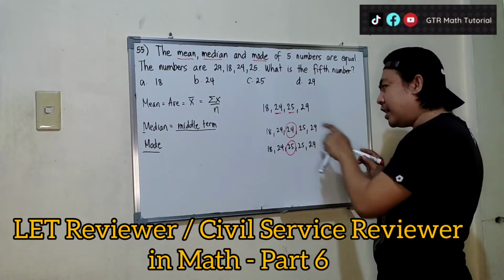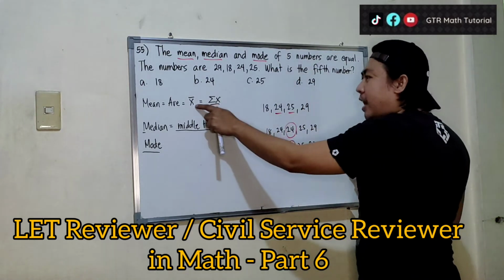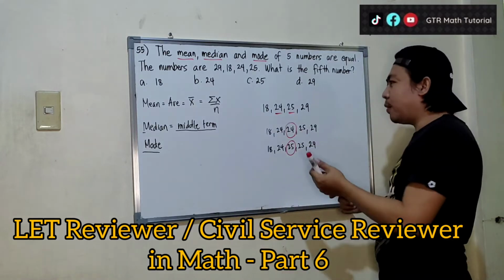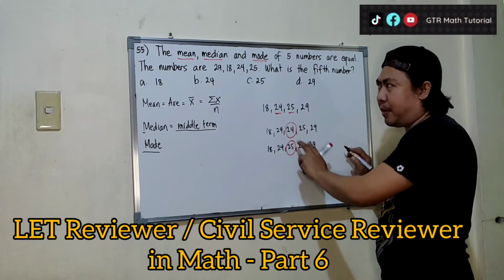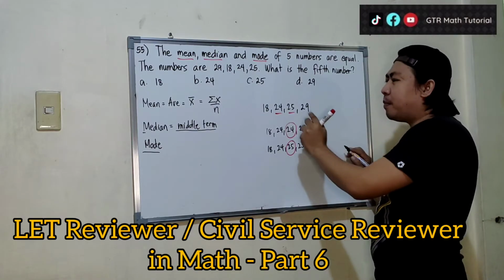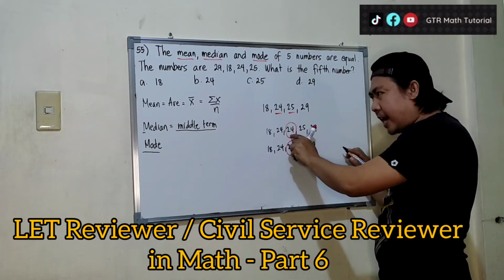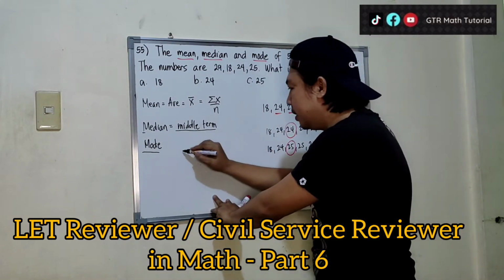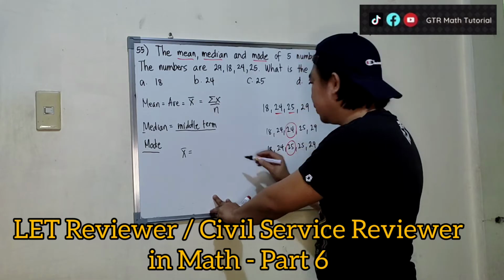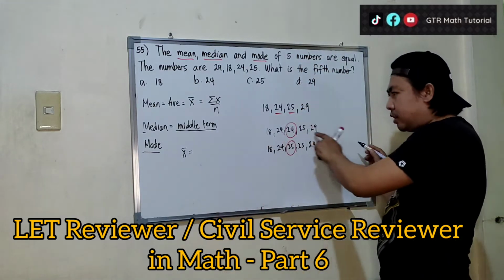So, it's either maging 24 or 25, gamitin natin yung formula na ito. Okay? So, titingnan natin kung 24 or 25 ang pwedeng maging fifth number para mag-equal silang lahat. So, unahin natin yung 24. So, when x equals 24, kunin natin ang mean. So, mean is equal to, summation daw ng x, i-add natin itong lahat.